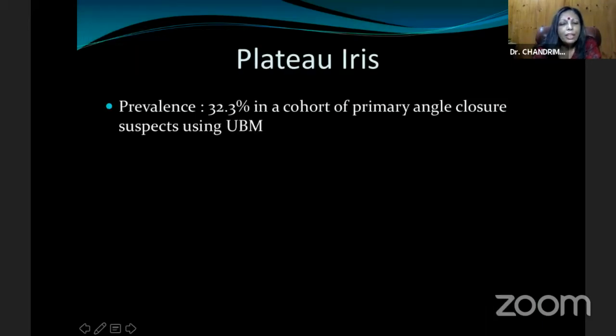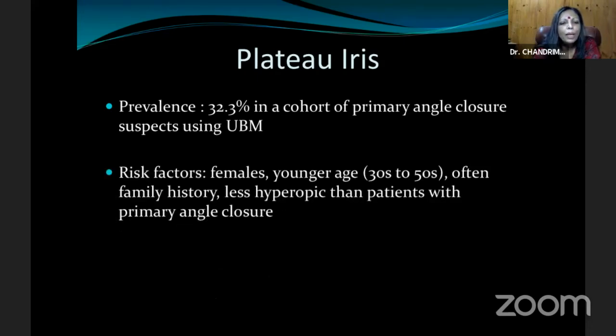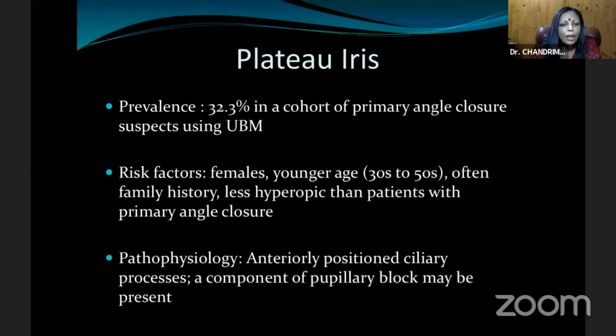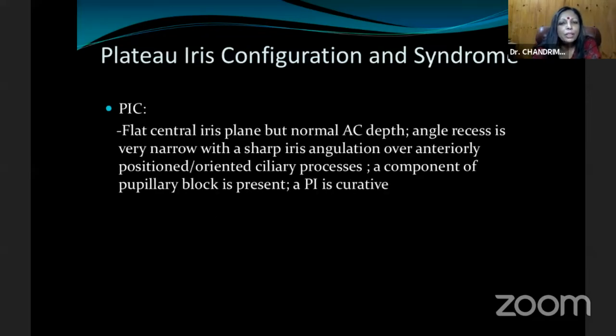The relevance of pilocarpine is further increased with plateau iris. The prevalence is about 32.3% in a cohort of primary angle closure suspects using UBM. Risk factors are female sex, younger age, often family history, and being less hyperopic than patients with primary angle closure. The pathophysiology is anteriorly positioned ciliary processes. A component of pupillary block may be present. So plateau iris configuration and syndrome, we need to distinguish.